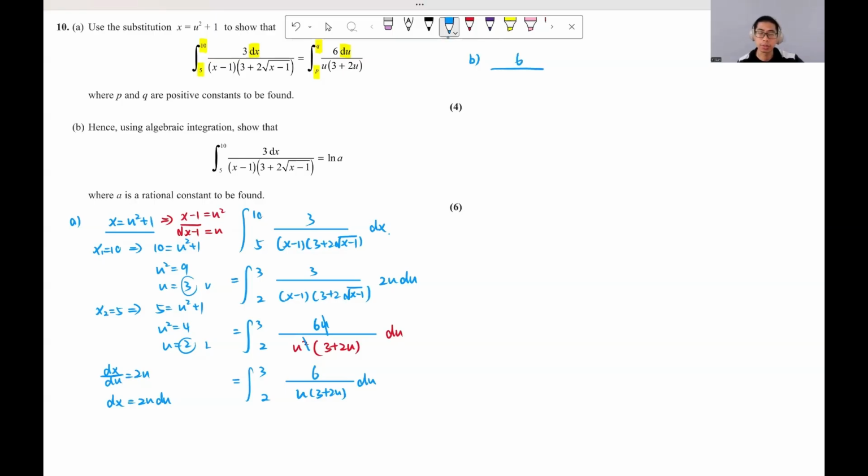So 6 over u times 3 plus 2u, we can write this as some constant over u plus another constant over 3 plus 2u. So 6 has to be equal to A times, make them the same denominator. The first one, we need another 3 plus 2u to get this. And in the second one, we need another u to get the same expression. So now we can let u equal 0. Then 6 is equal to A times just 3, because 2 times 0 is 0, plus 3 is just 3. And then B times 0 just becomes 0.